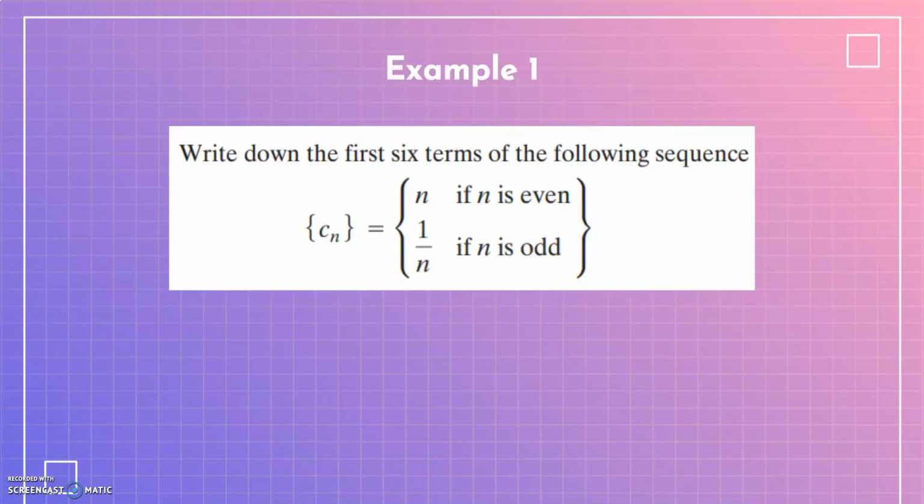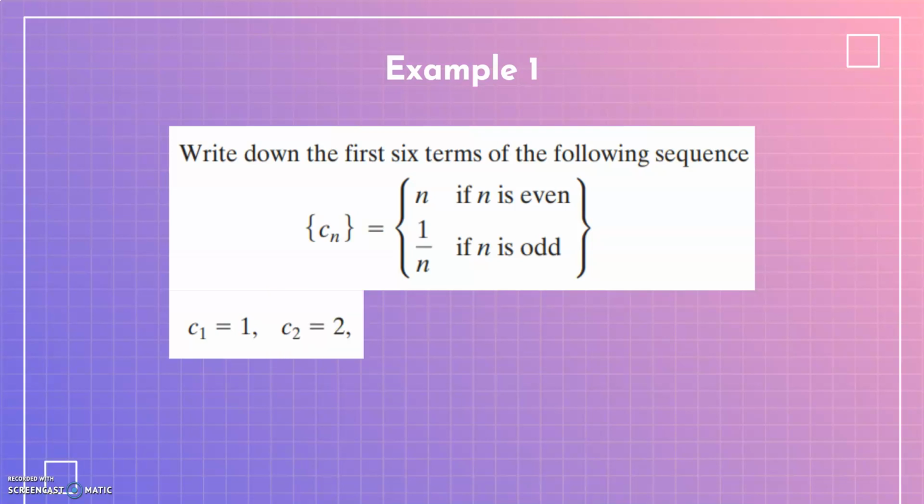In example 1, we are told to write the first 6 terms of the following sequence. Here, we notice that we are looking at a piecewise defined function in brace notation. We can solve this problem by plugging in numbers 1 through 6 into the function. If we plug in 1 into this equation, we will notice that 1 is odd, so we can calculate c of 1 as 1 over 1, which equals 1.